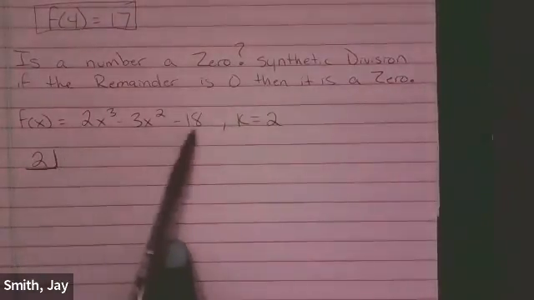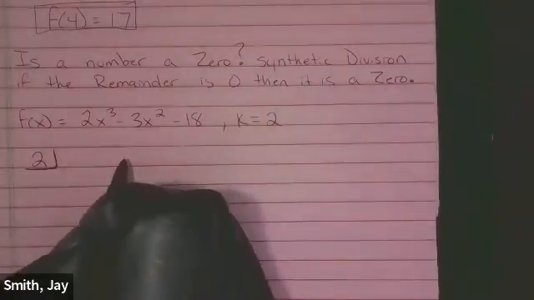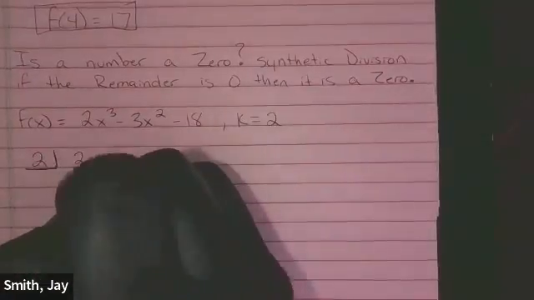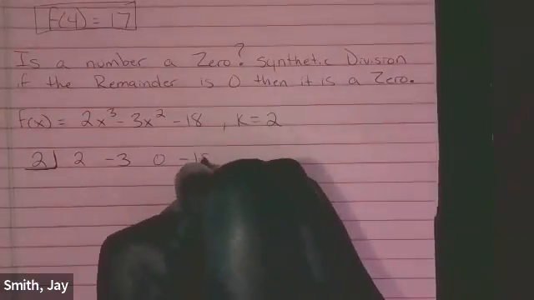And do we have any missing degrees here? We do. What degree is missing? The x term. So when we're listing our coefficients, we're going to have 2, negative 3, 0, and negative 18.